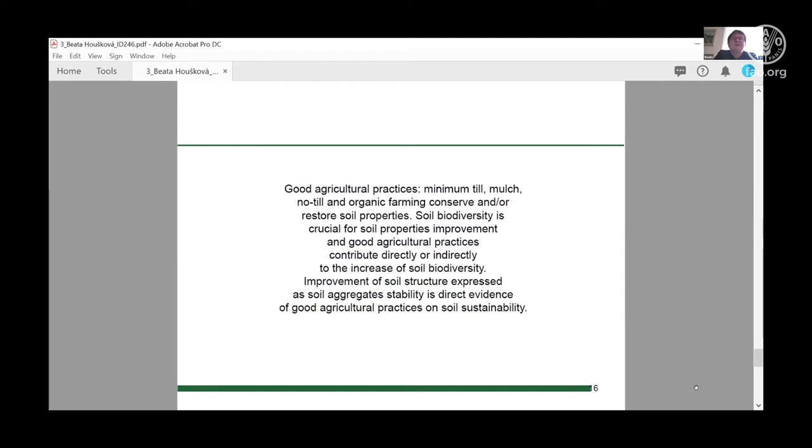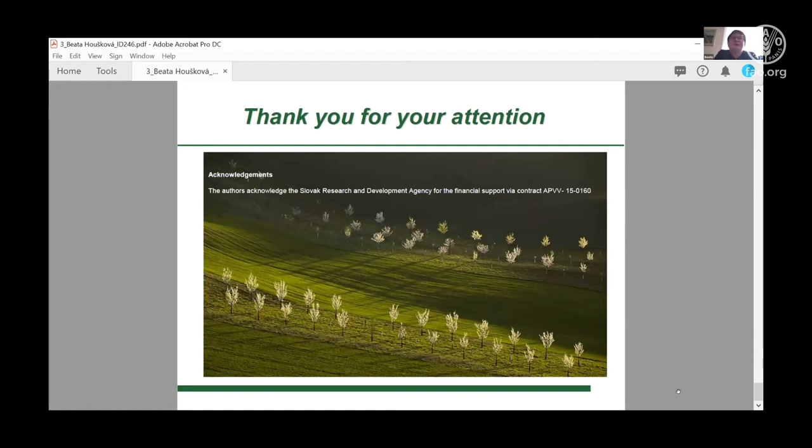Good agricultural practices can conserve and restore soil properties. Soil biodiversity is crucial for soil properties improvement. And also soil structure is very essential. To improve soil structure is quite a long process and is not so easy. For example, if you have compacted soil, you can remove high bulk density very quickly with deep loosening and so on. But improvement of soil structure is complex and is not possible without soil biodiversity increase. And the last, so thank you for your attention.